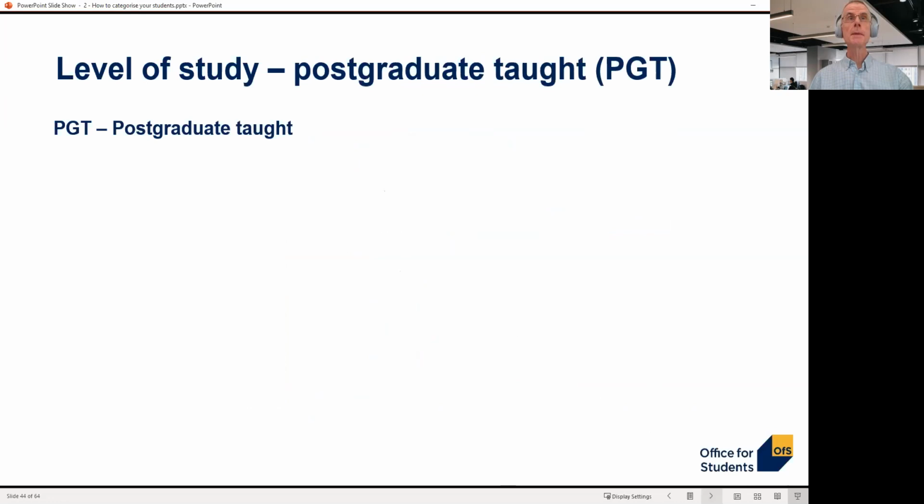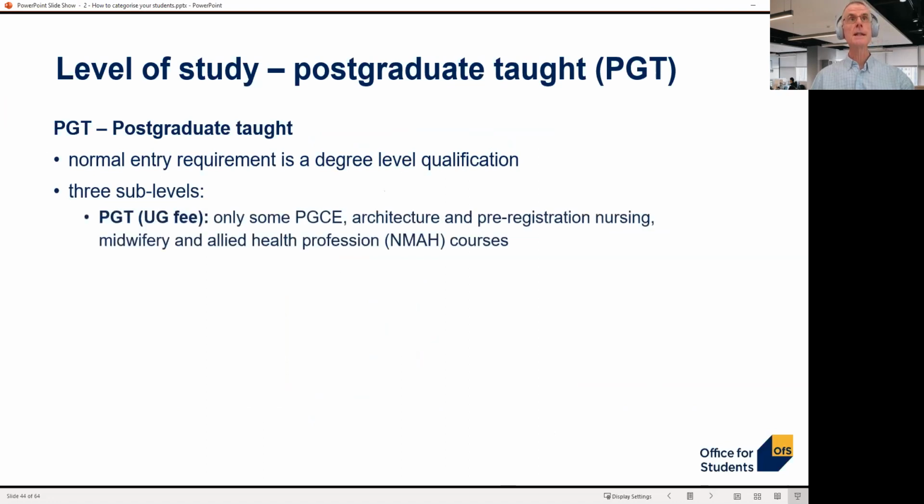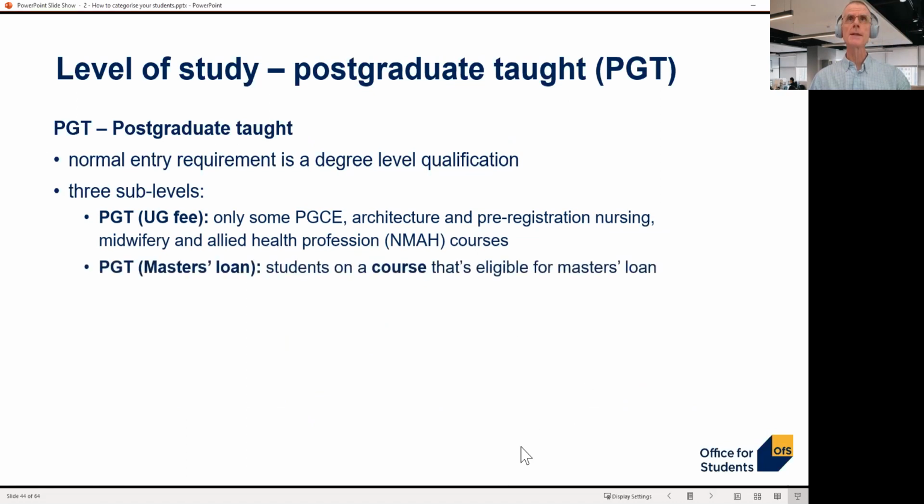So let's look a little bit closer at PGT. As I said before, the normal entry requirement is a degree level qualification, and we've got these three sub-levels. PGT UG fee is only for certain postgraduate certificates in education or architecture and pre-registration courses in nursing, midwifery and allied health professions, or NMAH as it's sometimes known. So not a terrifically wide field there, but obviously there will be people with that kind of course.